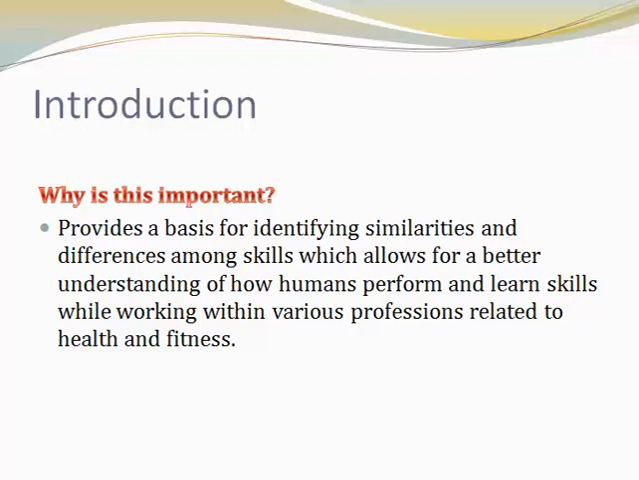And why is this important? Well, this is providing a basis for identifying similarities and differences among skills, which allows for a better understanding of how humans perform and learn skills while working within various professions related to health and fitness. So what we'll look at towards the end of video 2 is an application of the two-dimensional or Gentile's taxonomy classification system for how we can progress skills, progress skill development. In other words, if we have an end goal that is a somewhat complicated skill, how do we build up to that complicated skill? What more simplified or less complex skills can we perform to develop that more complicated skill? And that's the basis of our discussion question for the week.